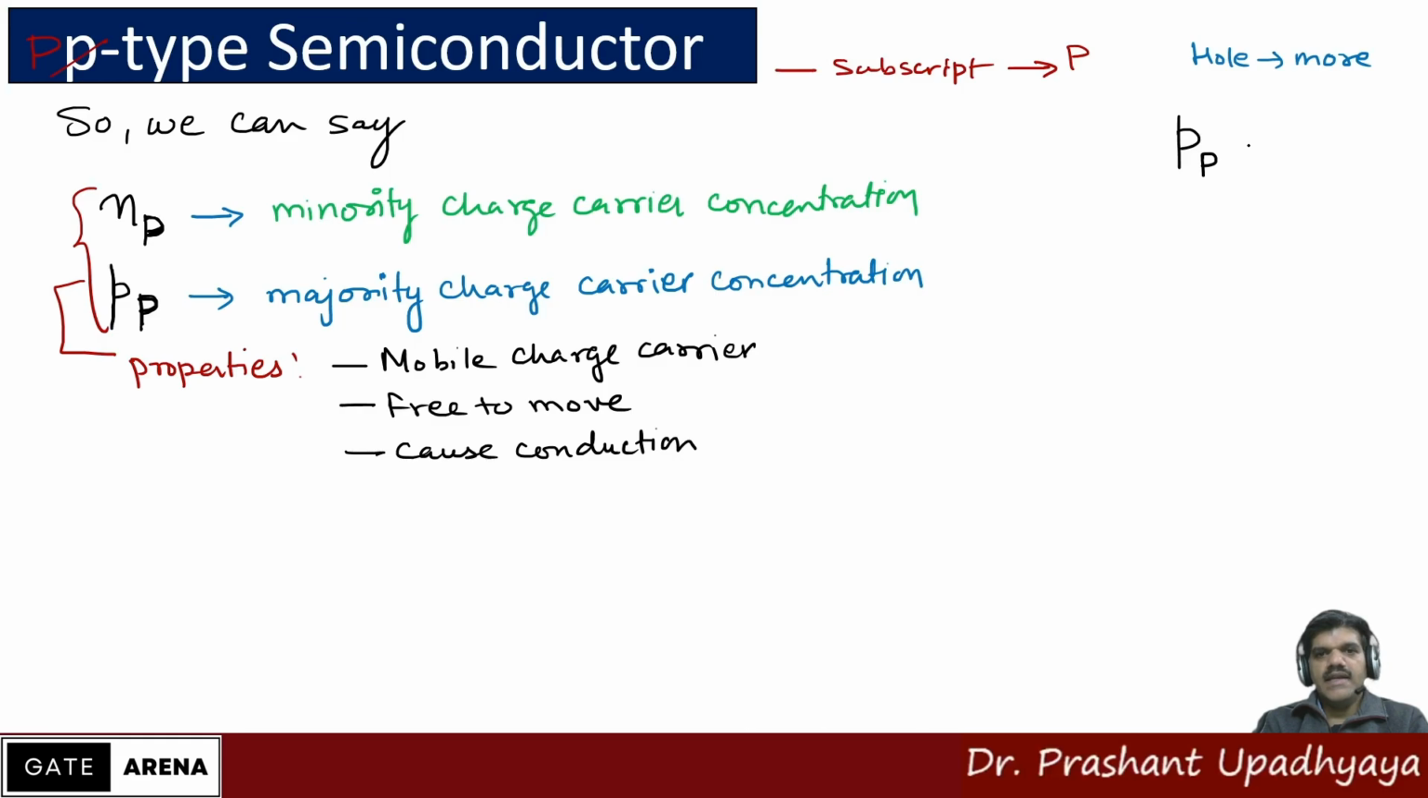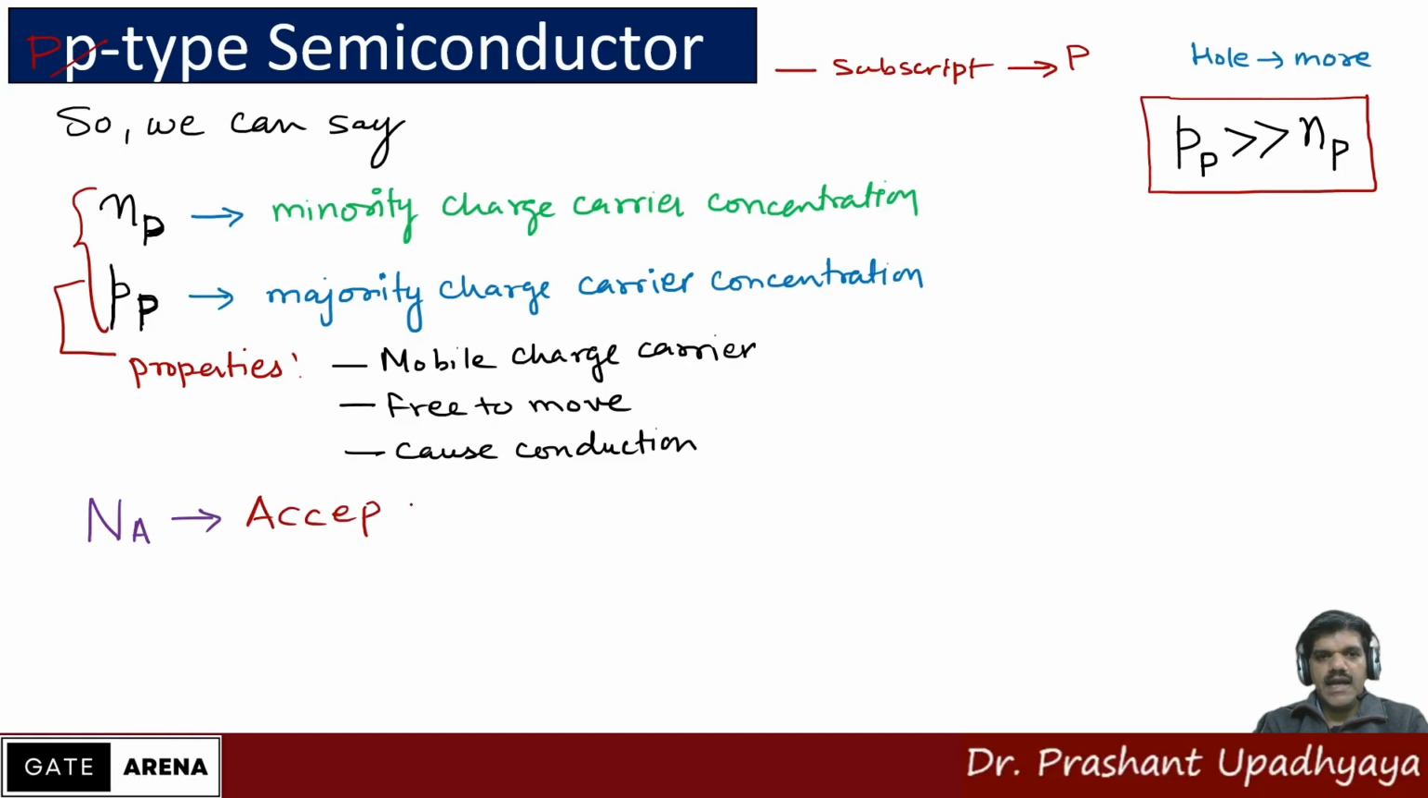Now we can write here that p_P will be much greater than n_P, because we are talking with respect to the p-type semiconductor. We have already seen that in the p-type semiconductor we are talking about the acceptor. So here we will be talking about N_A, which is known as the acceptor ion concentration, and this is due to group 3.